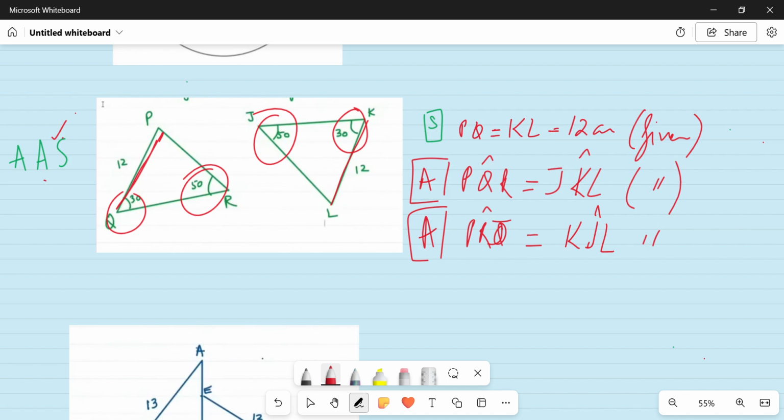So students, can you tell me what is the measurement of L here? You know that the sum of the angles of a triangle is 180 degree. So when we add 50 and 30 it gives you 80. So the measurement of L is 100 degree. And the measurement of P is also 100 degree, right? So we can say that both of the triangles are congruent.